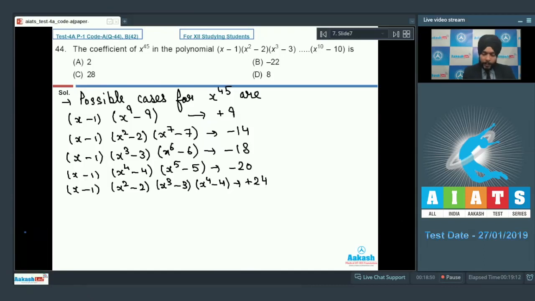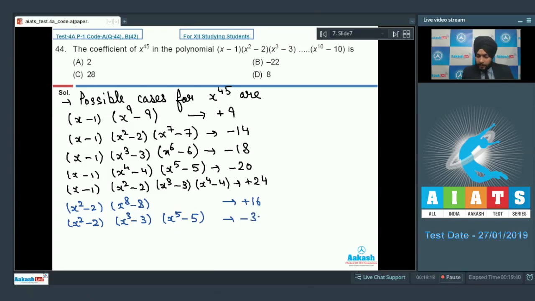Further coming on to the next part, I'll start with x square minus 2 this time. X square minus 2 multiplied by x power 8 minus 8. Straightforward. The second possibility is x square minus 2 multiplied by x power 3 minus 3 multiplied by x power 5 minus 5. These are the two possibilities. From here you will get plus 16. From here you will get minus of 30.